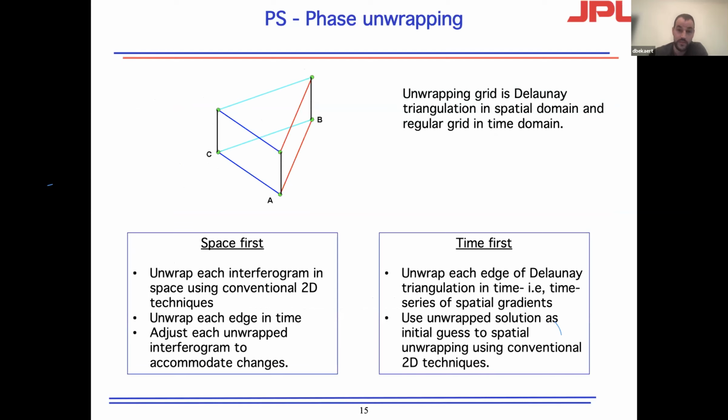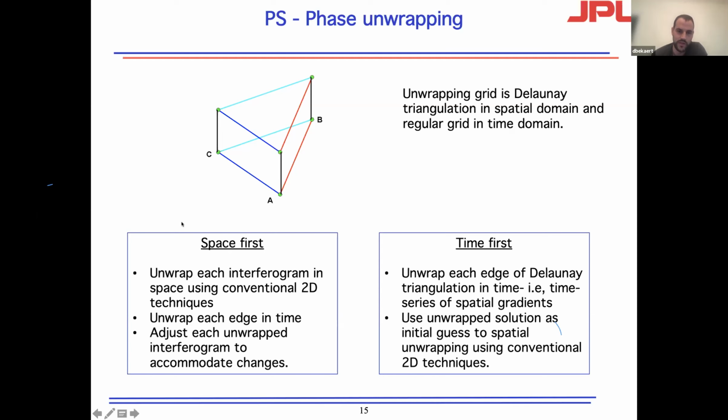So as I said before, once you have done your pixel selection, you still need to go ahead and do the unwrapping. There are two approaches which exist, which are frequently applied. One of them would be first to unwrap everything in space and then do the corrections in time. The other approach, which is the time first, is working on phase gradients.